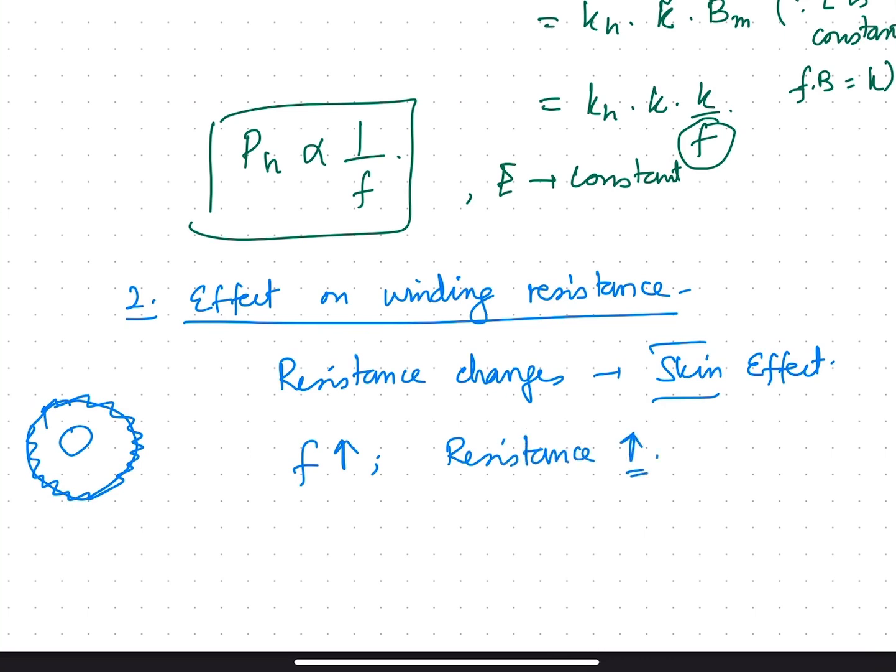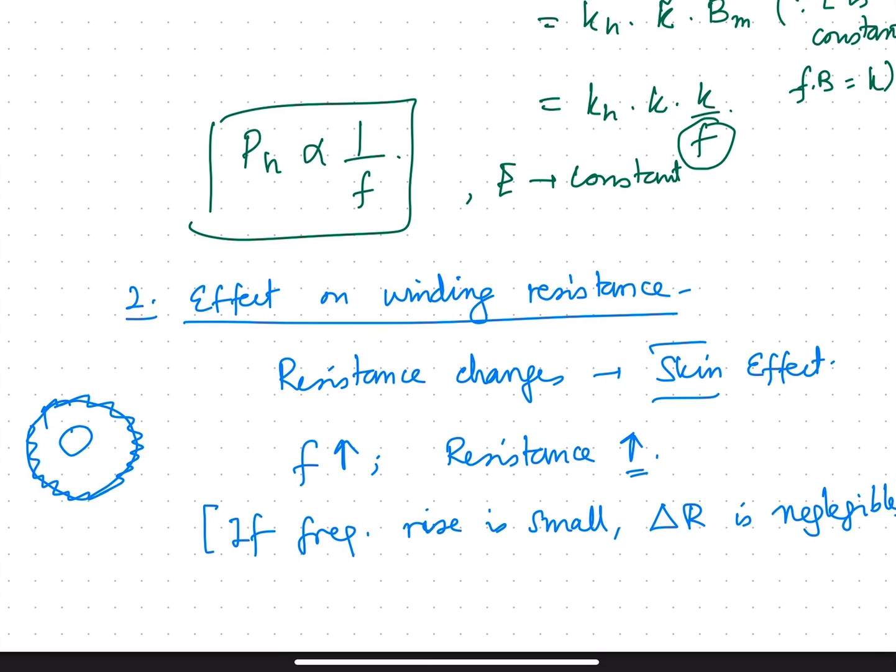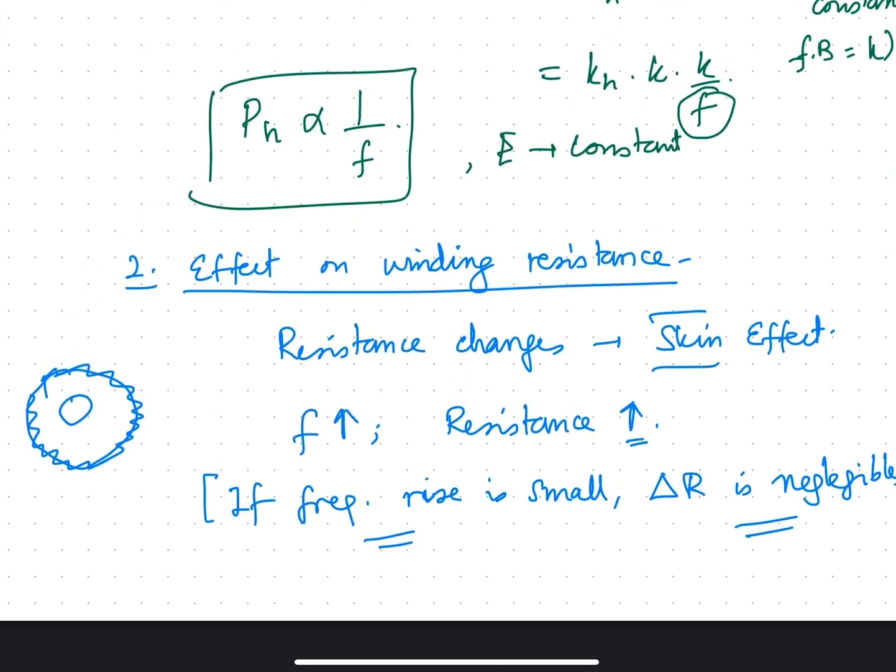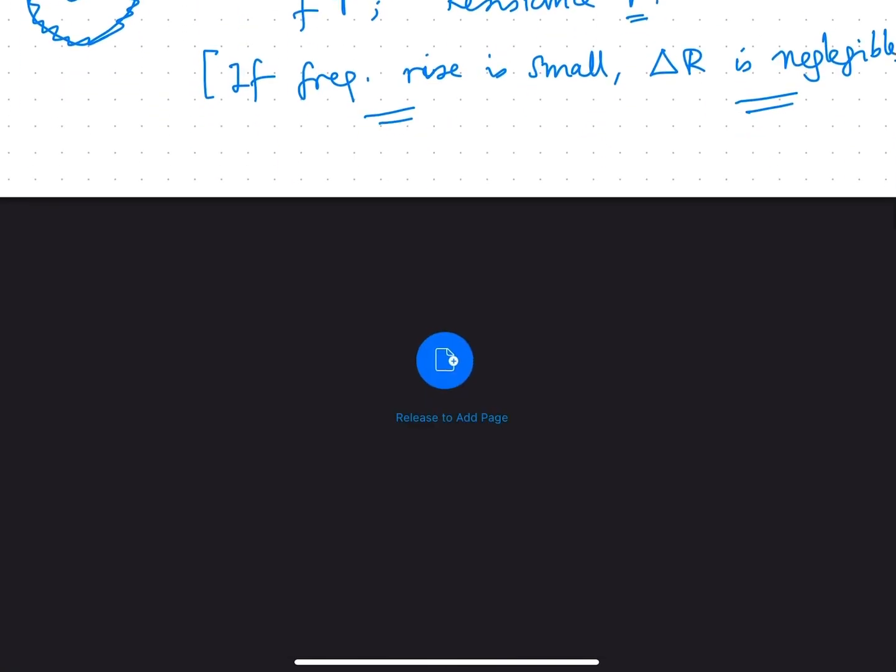However, this is small. If the frequency rise is small, the change in resistance delta R is negligible. If there is a very small increase in the frequency, then the change in resistance is not much, but if there is a significant increase in the frequency, the winding resistance increases significantly.